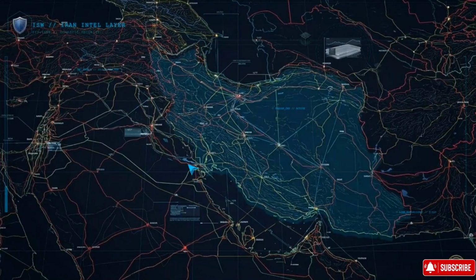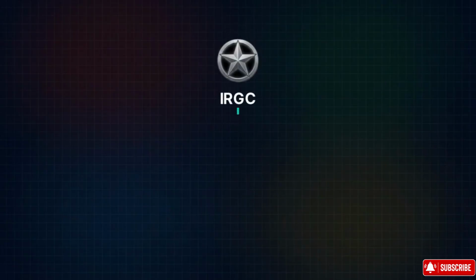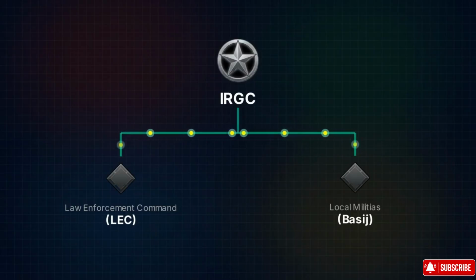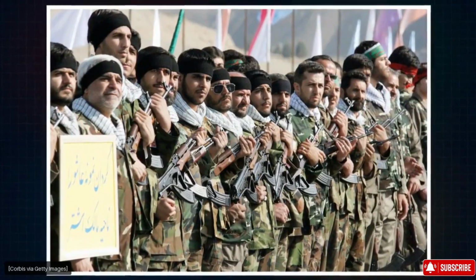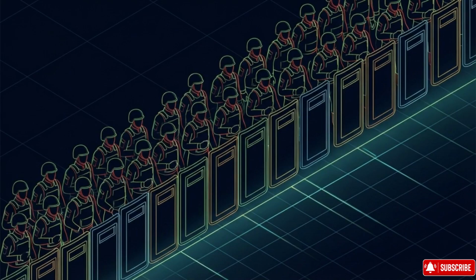Create another layer and switch to blue pins to map the physical forces responsible for protest suppression. Notice how these units fit into the hierarchy. Both the local militias and the LEC, the Law Enforcement Command, report directly to the IRGC, or the Islamic Revolutionary Guard Corps. The most visible physical muscle of the regime is the Basij militia. This paramilitary group has a long, documented history of urban control and violent protest suppression.